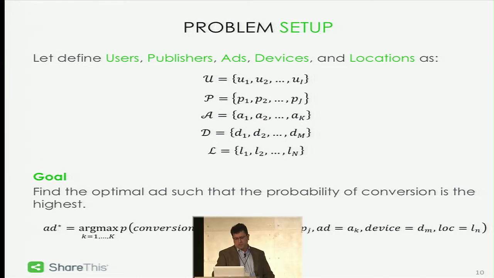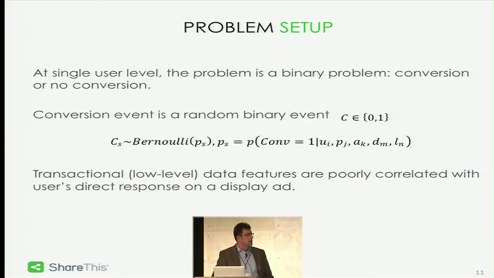So the problem is actually the same. At the single user level, the problem is a binary problem, conversion or non-conversion. So the conversion event is a random binary event. It's 0 and 1. And we know that for a random binary event, the distribution is the Bernoulli distribution. At the transaction level, data features are poorly correlated with user direct response on display ads. So we have to solve this problem.